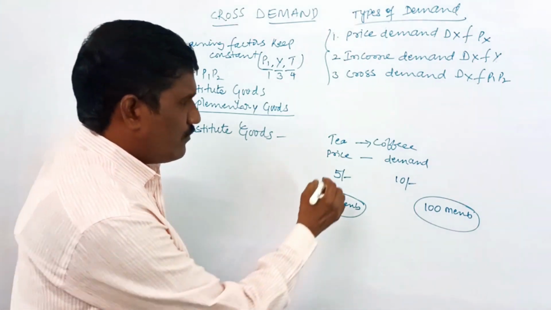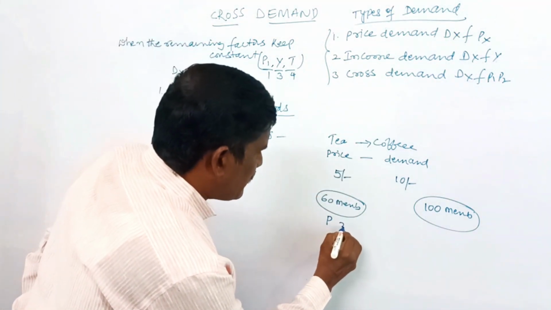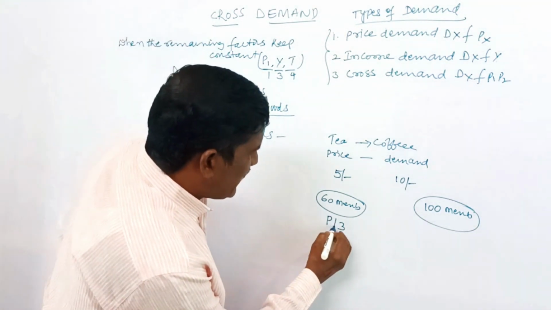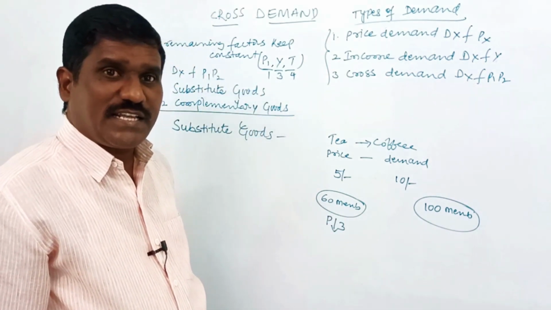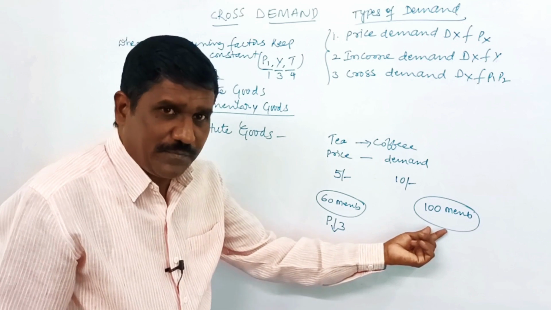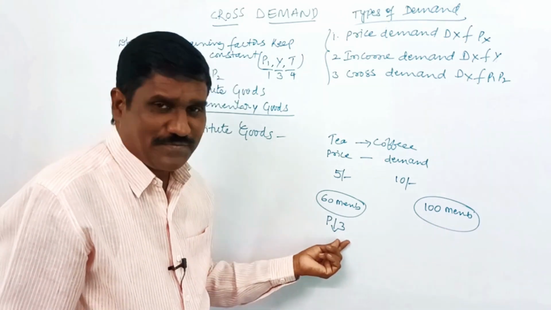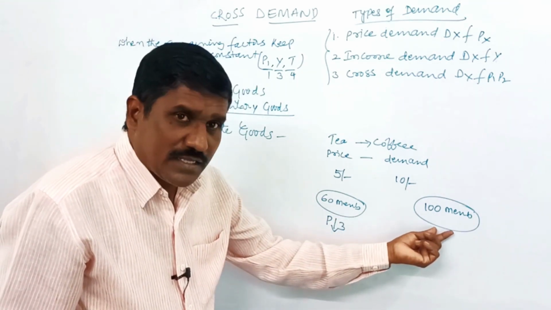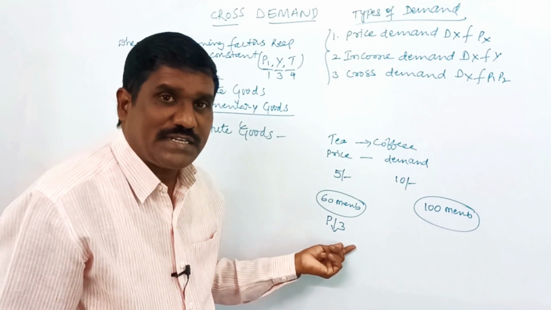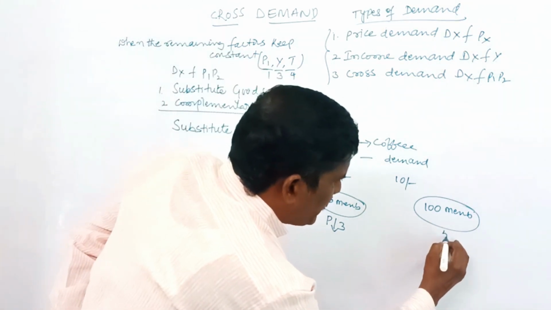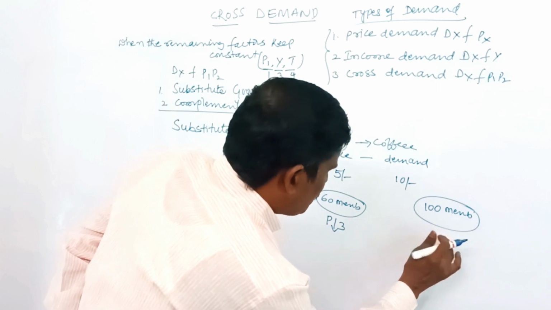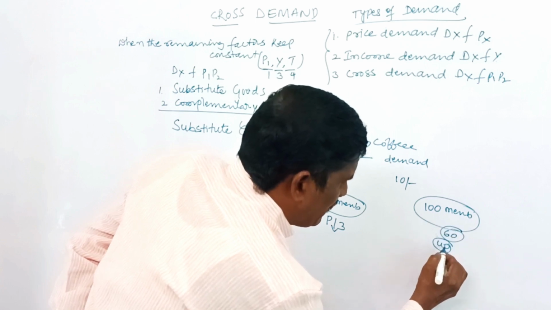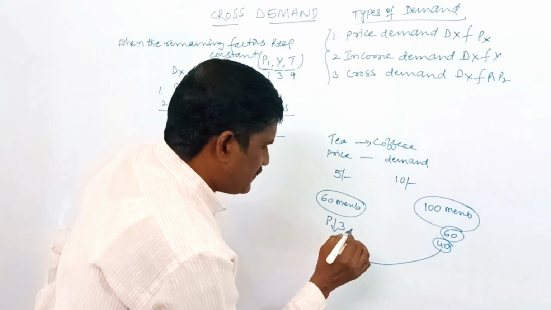Then when the price of tea decreases to 3 rupees, what happened? When the price decreases, the people who are taking coffee are attracted to the tea, because the price reduced. Automatically, a few people are attracted to tea. Of the 60 members taking coffee, 40 members are converted to take the tea.